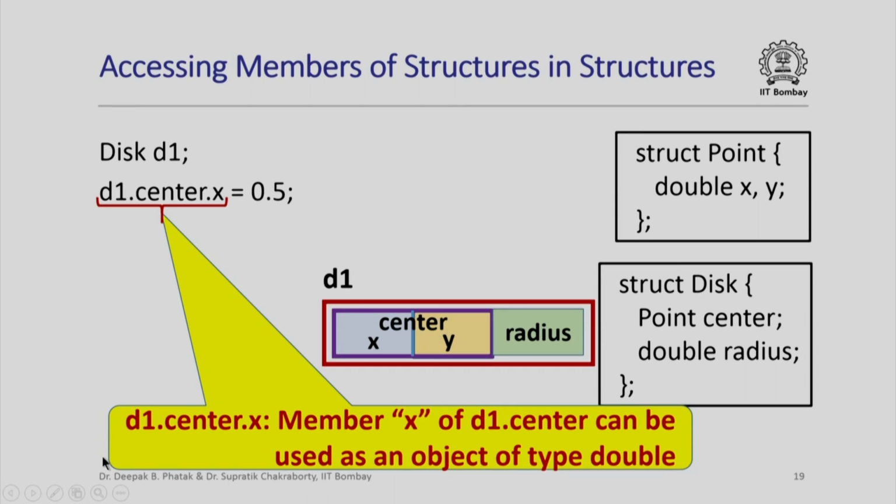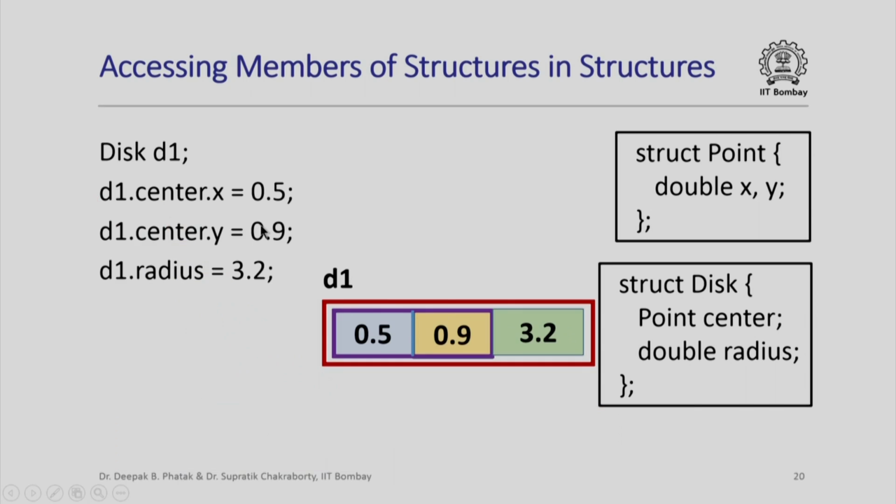So, therefore, when I say d1 dot center dot x, I am really talking about the member x of the member center of the object d1, and of course, this member x of the member center of the object d1 can be used as an object of type double. So, I can make this assignment over here. Similarly, if I say d1 dot center dot y is 0.9, then 0.9 gets copied to center dot y, where center is a member of d1. Of course, 0.5 was copied to center dot x, where center is a member of d1, and 3.2 gets copied to the member radius of d1.